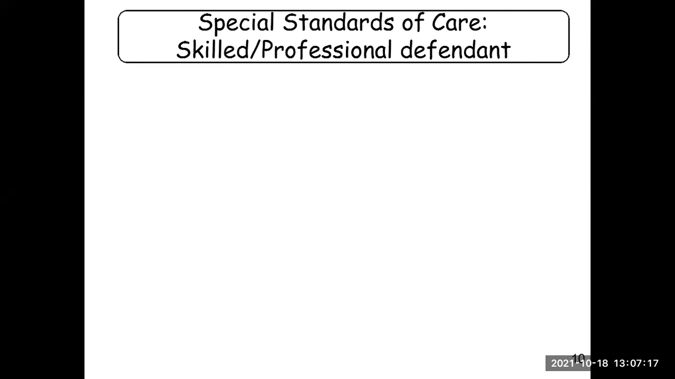Let's look at these then in a little bit more detail. So firstly, we'll start with the professional or the skilled defendant. And as I've already said, the test would be the reasonable peer group. So heart surgery, the defendant is a heart surgeon. He will be judged, or she will be judged, against the reasonable heart surgeon.